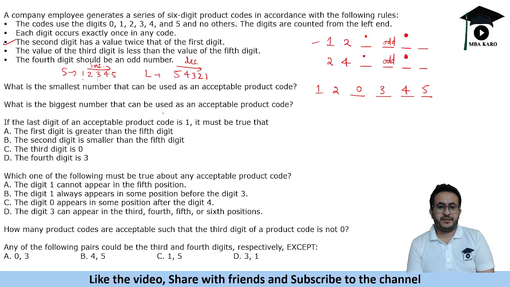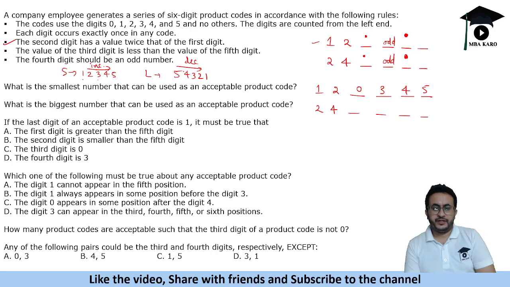What is the biggest number that can be used as an acceptable product code? For the biggest number we will have to use 2 and 4. Now we will try to put them in the decreasing order. We have to put in decreasing order, but this digit is less than this digit. So we cannot put 5 here because it has to be less than this.